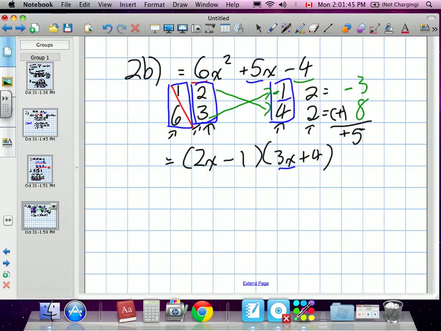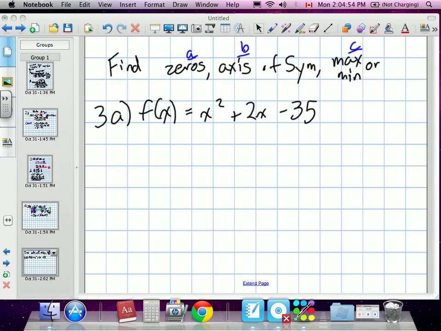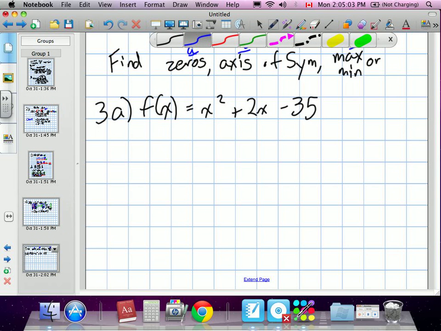This is question 3a. It says find the zeros, axis of symmetry, and max or min. This is very similar to what we were doing, just a little more added on to the end. So I'm going to quickly show you this, and I'm going to use that method I just showed you, because this is like the shortcut method for when a is the number 1. We need two terms that add to our b, which is 2.